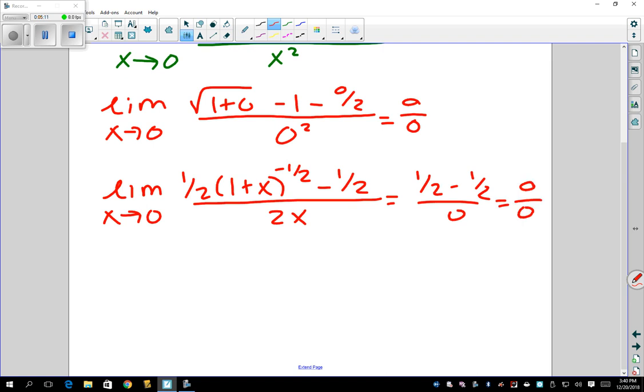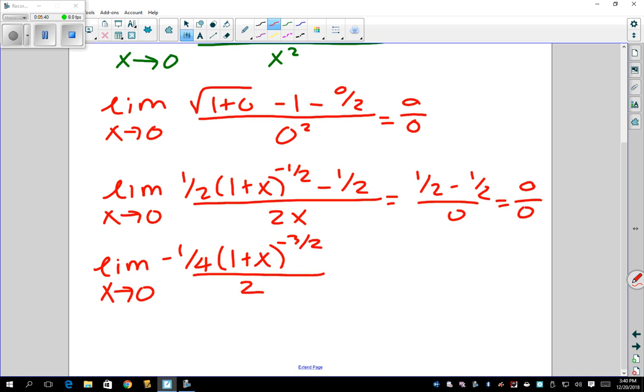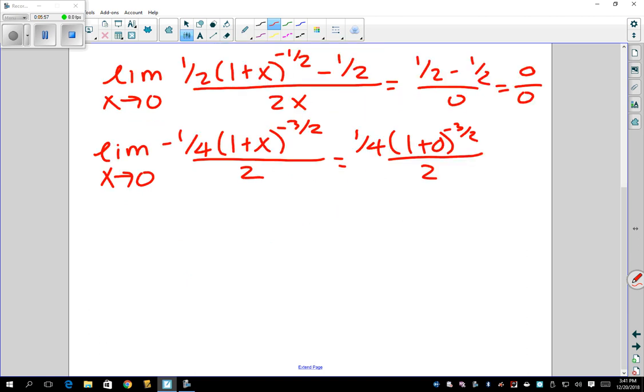So again, we can't really take this limit because it still doesn't exist. So I'm actually going to do it again and take the second derivative. I'm going to end up with negative 1/4 times 1 plus x to the negative 3/2, all over 2. And now that I have that x out of the denominator, that looks like something I can evaluate. I take this limit and get negative 1/4 times 1 plus 0 to the negative 3/2, all over 2. When I simplify this, I end up with negative 1/8. So that is what our limit ends up being equal to.